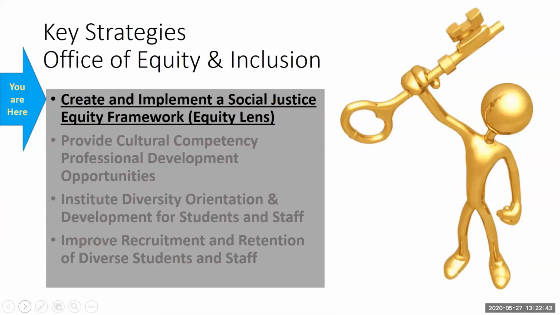Here's some of the key strategies of the Office of Equity and Inclusion. Create and implement a social justice equity framework, which is the Equity Lens. Provide cultural competency, professional development opportunities. Institute diversity orientation and development for students and staff. Improve recruitment and retention of diverse students and staff.